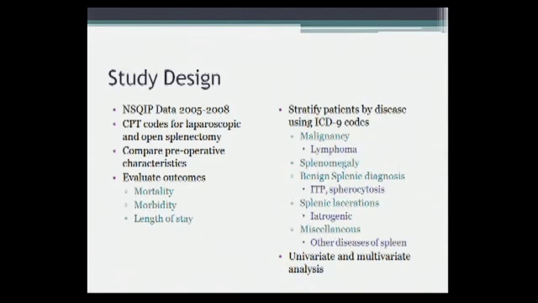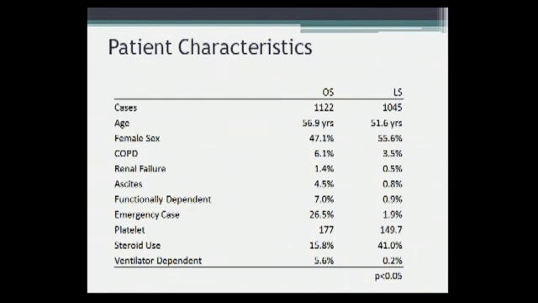We were also able to stratify patients according to ICD-9 codes into 5 subgroups: malignancy, such as lymphoma, splenomegaly, and benign splenic disorders such as ITP and spherocytosis. Also, splenic lacerations, these are all iatrogenic because by definition trauma is excluded from the NSQIP database. And lastly, miscellaneous, those things we were unable to classify into other categories, the most common of which was other disorders of the spleen.